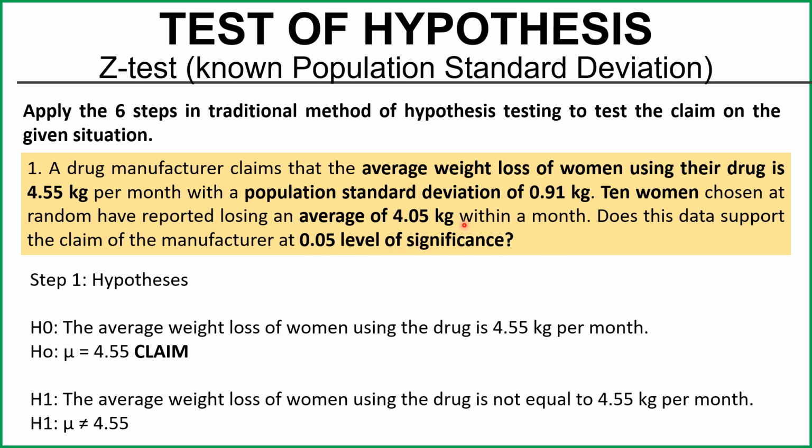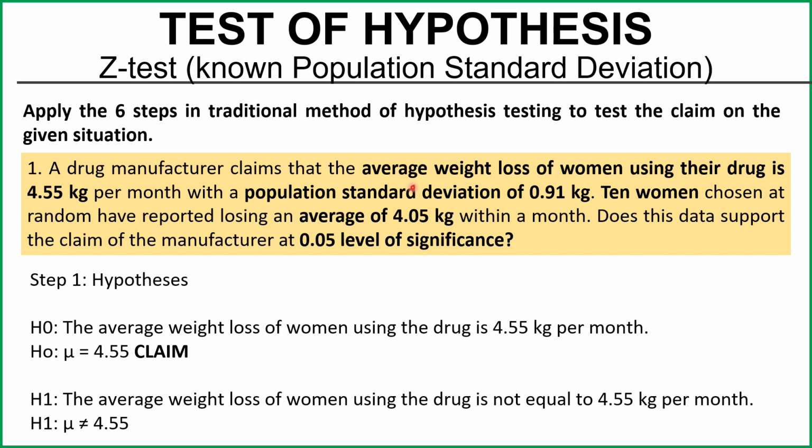So to follow the 6 steps in the traditional method of hypothesis testing, the first step is to formulate the null and alternative hypothesis in words and in symbols. Of course, before we formulate, let us first identify the claim. It says here that a drug manufacturer claims that the average weight loss of women using their drug is 4.55 kilograms per month. So let us start with our claim. Remember, it always starts with "the average." So, we will just copy it.